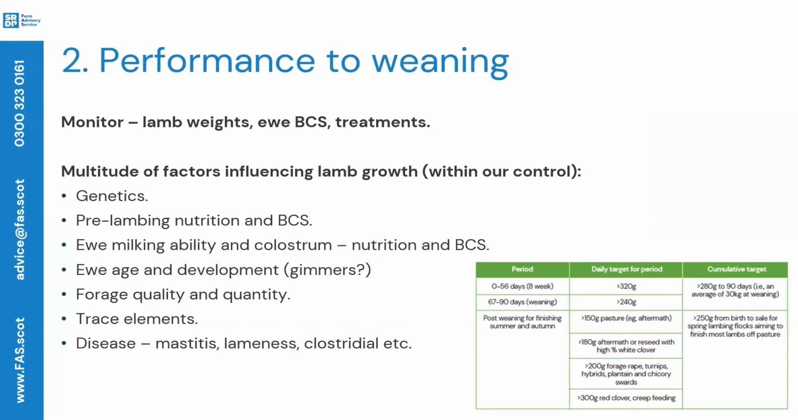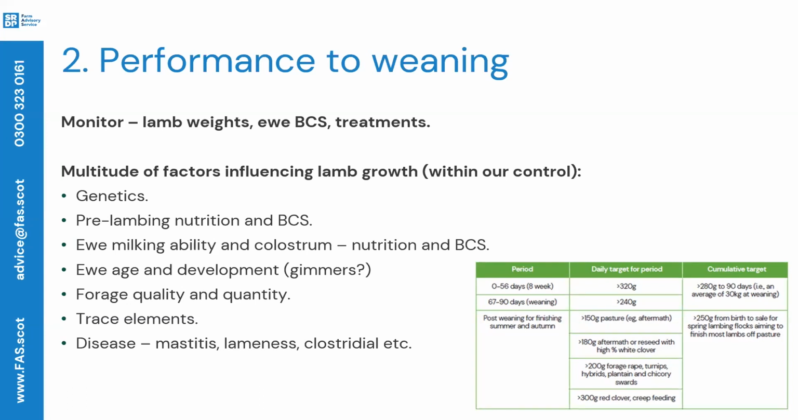Just looking quickly then at performance to weaning. We're monitoring lamb weights. Ideally, we're looking at ewe body condition score and recording any treatment. So there's still quite a lot of data that we can have to that point. We've got industry targets here, and I'll pass you over to Duncan in a minute to speak about what they're looking for. But ultimately, we're looking at achieving over 320 grams a day to 8 weeks, because we're trying to be weaning over 30 kilos at an average of 90 to 100 days. And we're never going to achieve that with post 8 week growth rates if we don't have good pre 8 week growth rates. We need over 300 grams a day to achieve that.